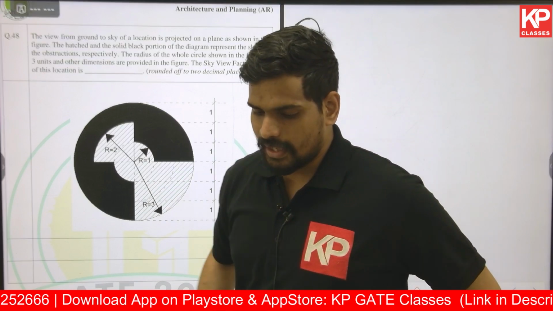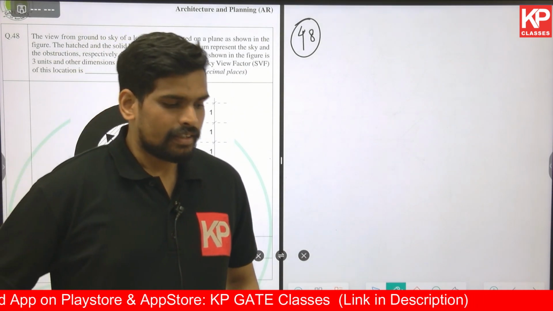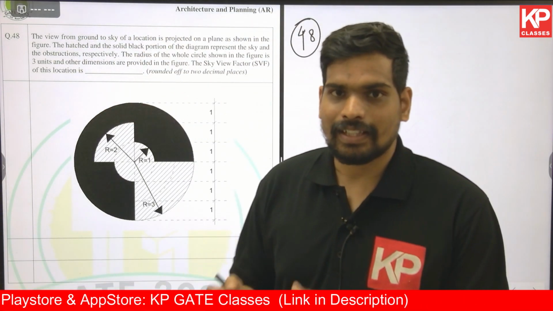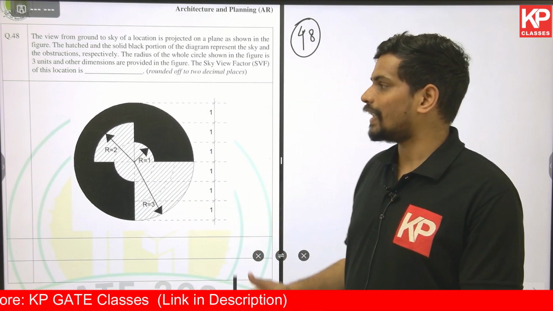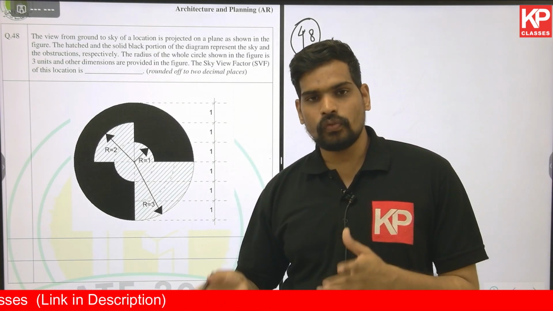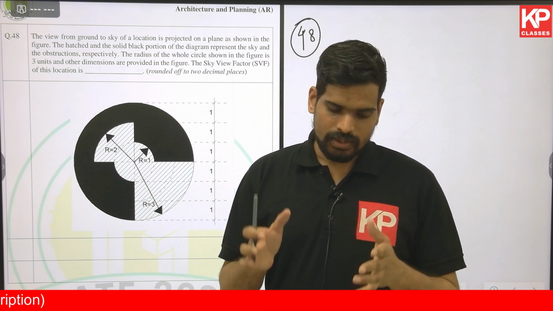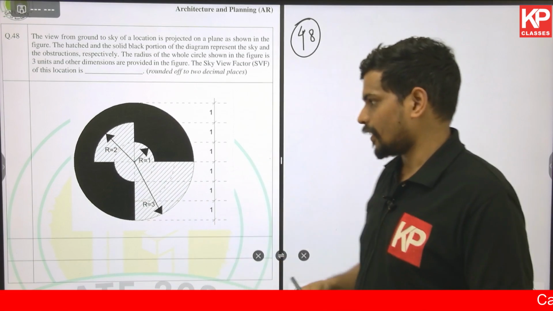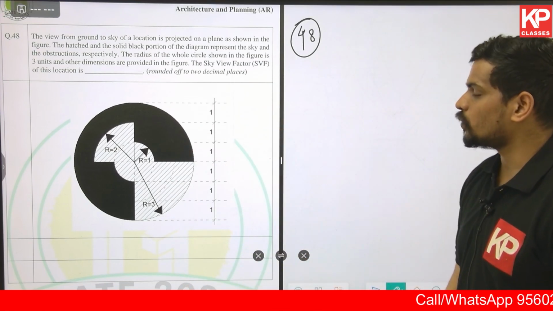This concept we study in urban design. Numericals on it are also included, and you do have this content already discussed in our lectures. It is also included in our study material as well. So it might be new for the GATE exam, but it is not new for students who have prepared, because it is clearly given in the study material. As you probably know, the KP GATE classes study material, which is a comprehensive compilation, includes this concept too.